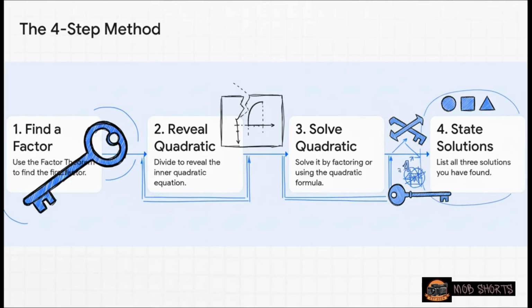So let's boil it all down. It's really just a 4-step process. Step 1, use the factor theorem to find your first key, that first factor. Step 2, use that factor to divide and reveal the simpler quadratic equation hiding inside. Step 3, solve that quadratic. Either factor it if you can, or use the master key, the quadratic formula, if you can't. And finally, step 4, state all three solutions you found.